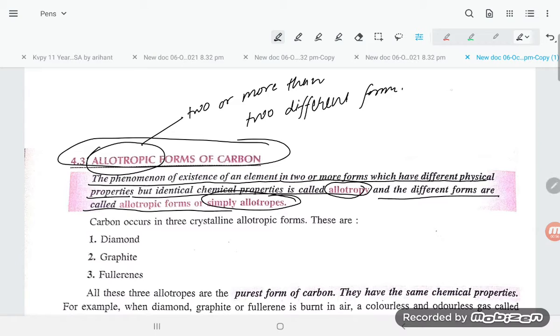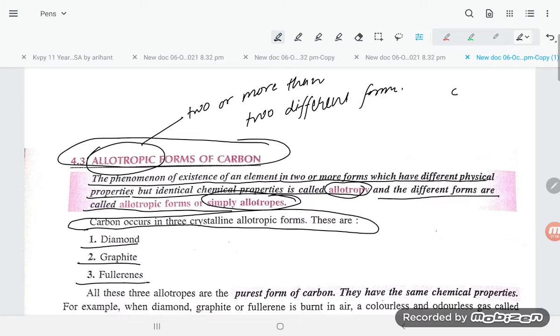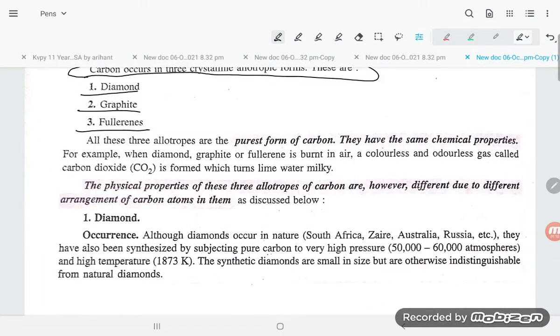Like carbon, if you talk about it, students, carbon has three allotropic forms. Carbon occurs in three crystalline allotropic forms. What are they, students? The first one is diamond, the second is graphite, and the third one is fullerene. Now you see, all these three allotropic forms are the purest forms of carbon. You have to keep in mind that all three are the purest forms.